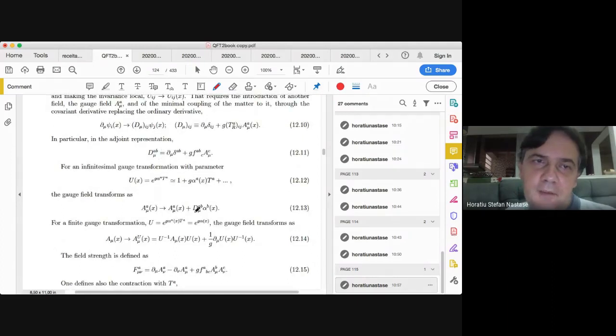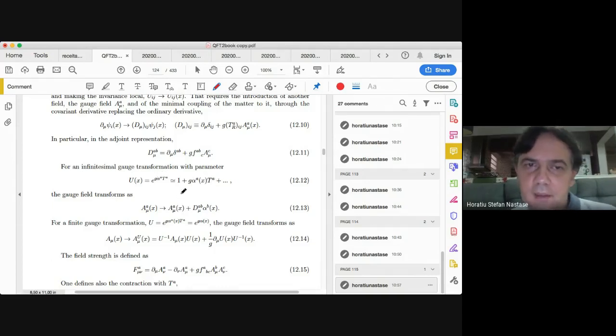All right, now for an infinitesimal gauge transformation with parameter alpha^A, we will have that U is approximately 1 plus alpha^A T^A, and I can put a factor of the coupling g in front. And in this case, the gauge field transforms according to the rule delta A_mu^A is equal to the covariant derivative in the adjoint representation, AB, times the parameter alpha with index B.